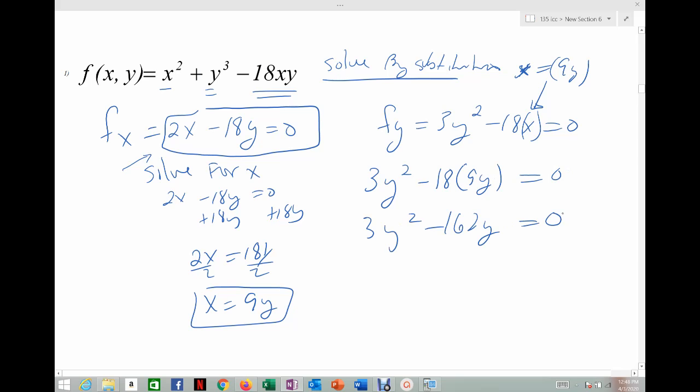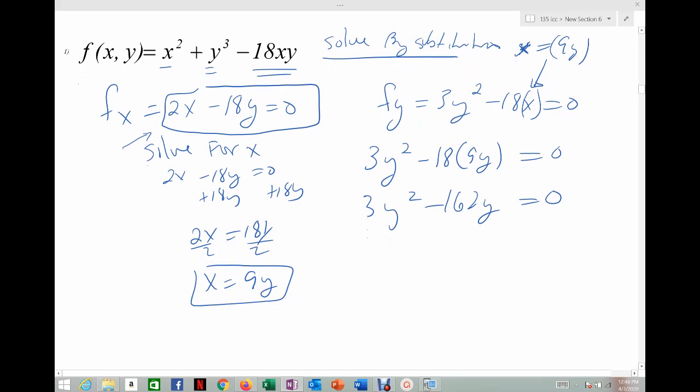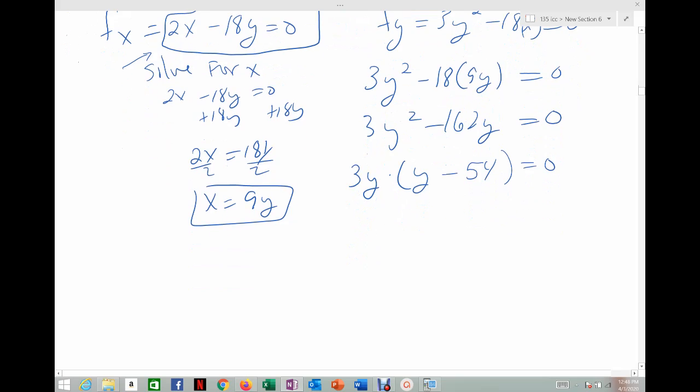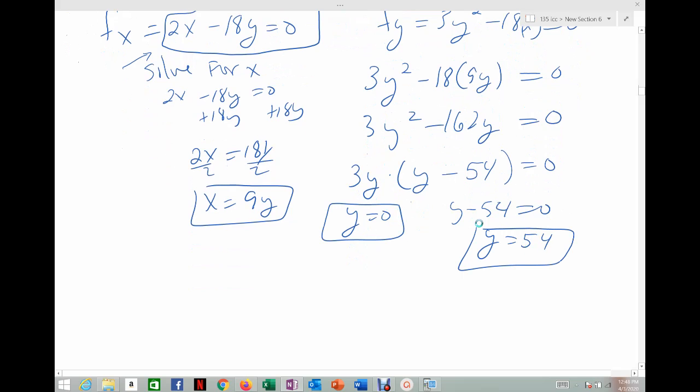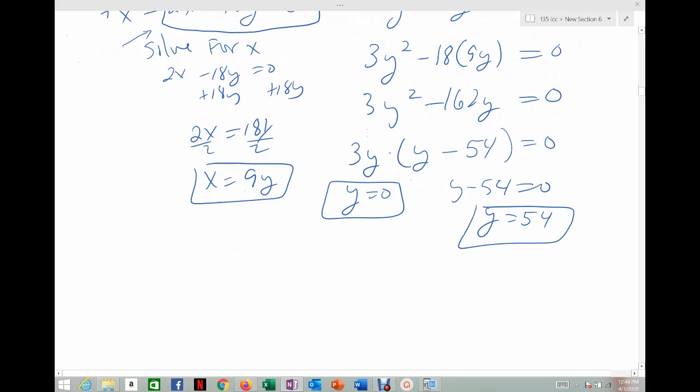Now it's a quadratic. There's different ways to solve a quadratic. You can solve it by factoring, quadratic formula, or graph it and find a 0. This one actually factors nicely. I can pull a 3 out and a y out. When I do, in the first term, I'm still left with a y. 162 divided by 3 comes out 54, and that y I pulled out. And so there are two factors. There's y equals 0, and then y minus 54 equals 0, so y equals 54. So this one has two critical values. One of them is at y equals 0, and one of them is at the y value 54.